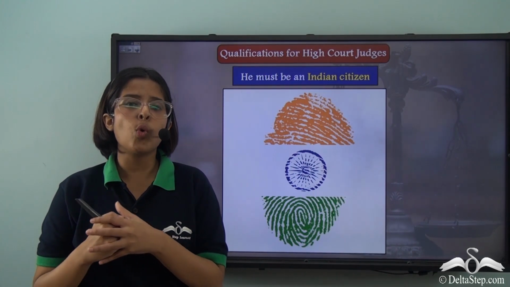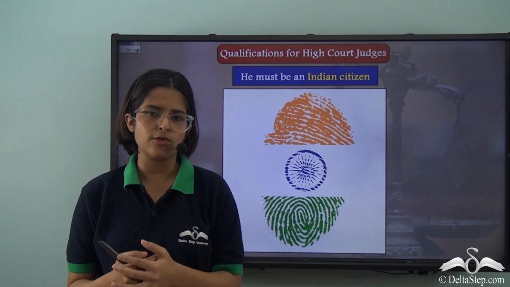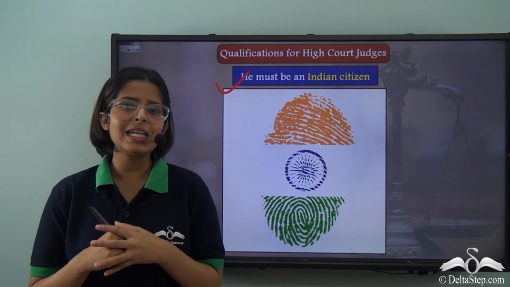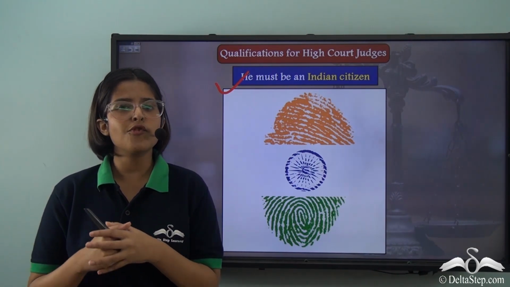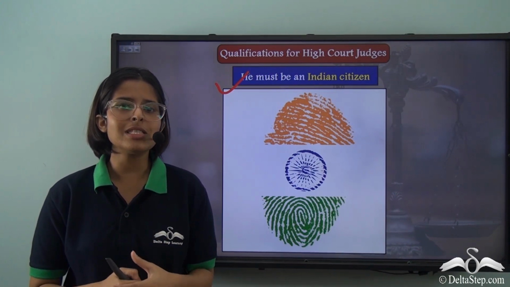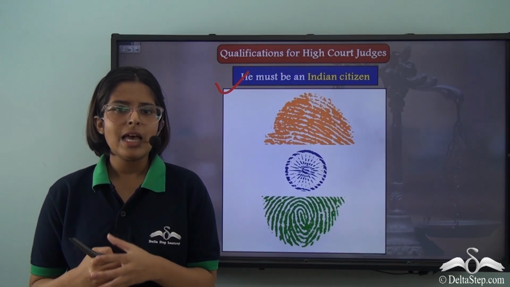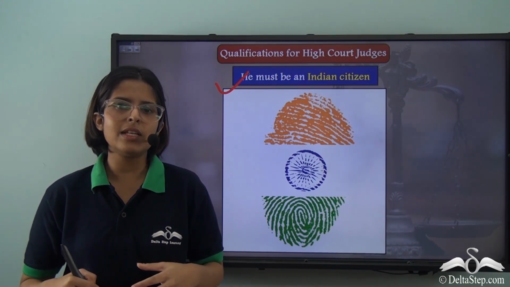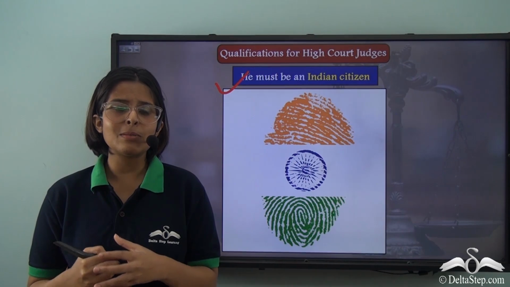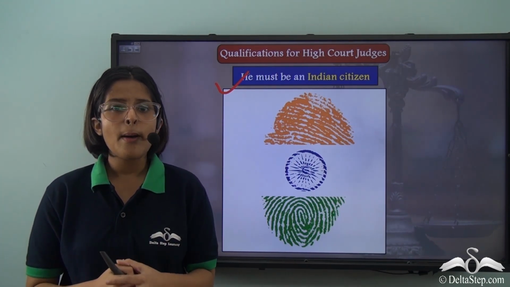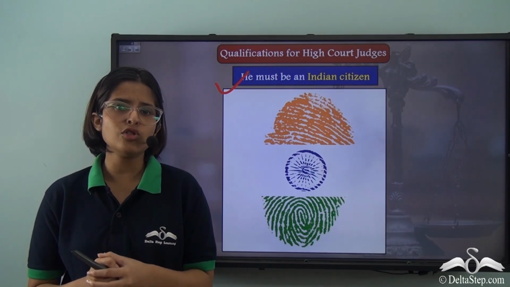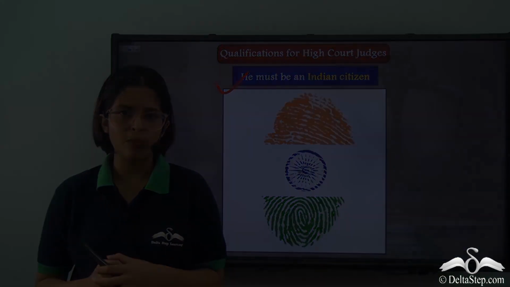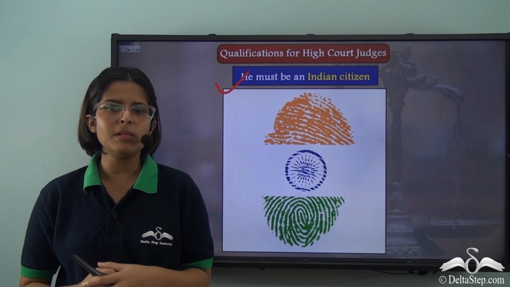Now let us see the qualifications for the High Court judges. So a High Court judge has to be an Indian citizen, because only an Indian citizen will be aware and familiar with the customs, traditions and the thought processes of the Indians. And the judge also has to be familiar with the legal system or the legal environment in the country. But simply being familiar with that is not enough, and he needs to have practical knowledge in this legal field, which only comes with being in the field for a long time, which is why we have a secondary requirement as well.